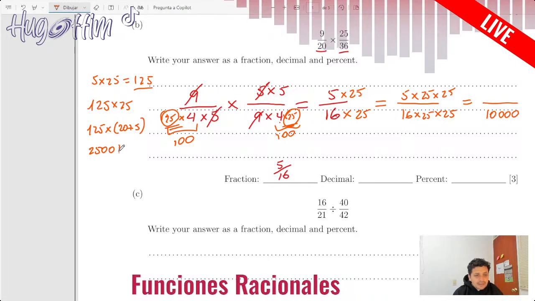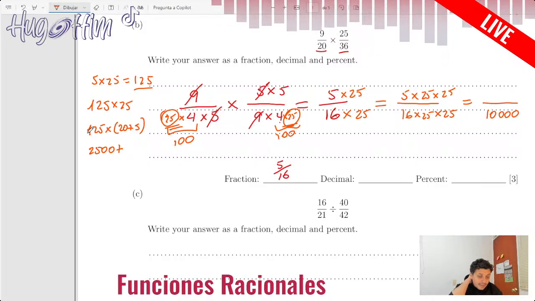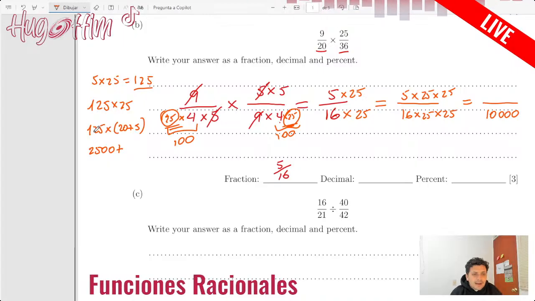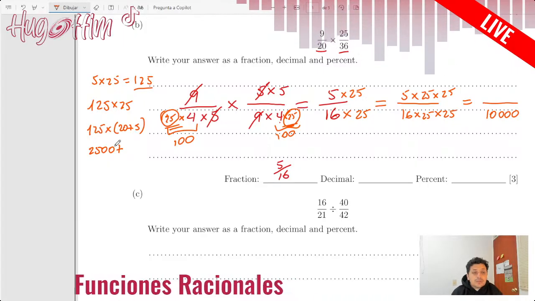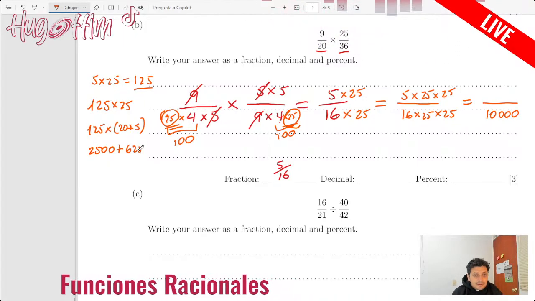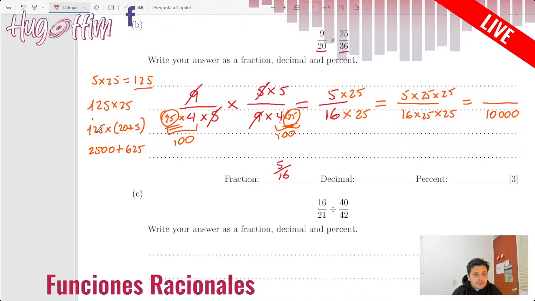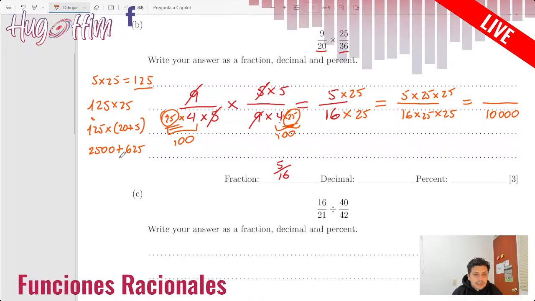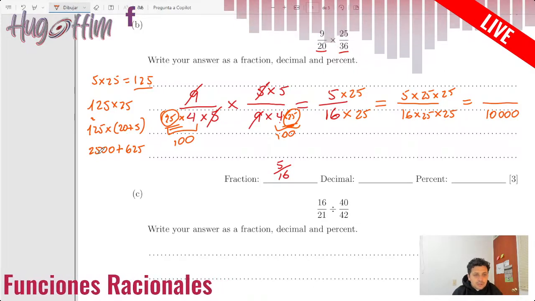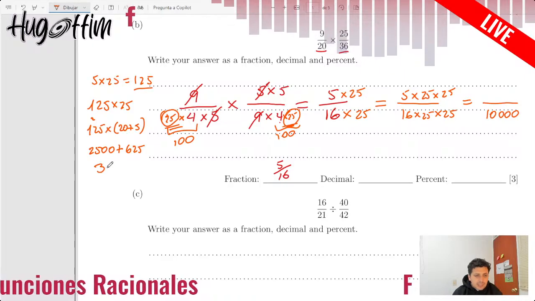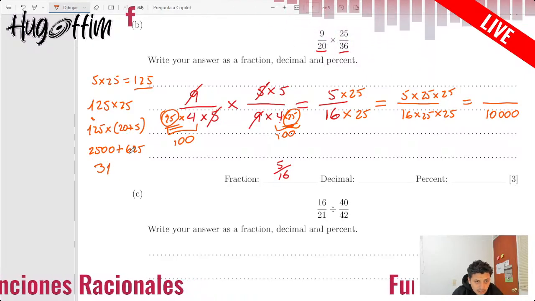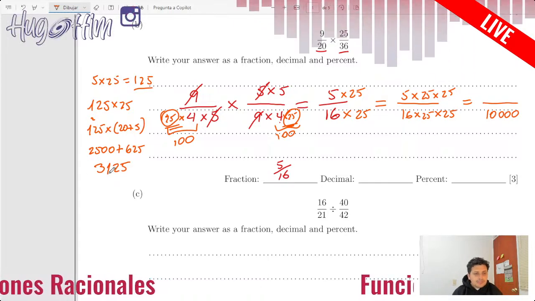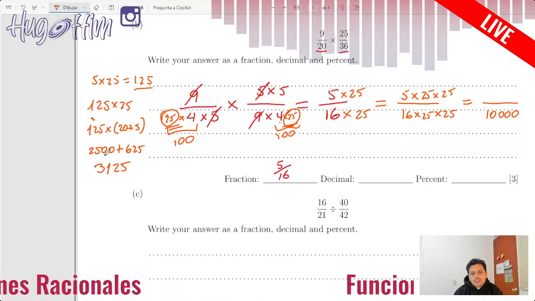So 2500 plus 500, 625. 5 times 5, 25. 5 times 2, 10, 12. Yes. So I just need to add these two. That would be 3,125. Yes. So, I mean, I suggest you to perform the operation.